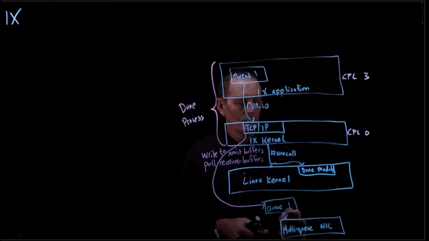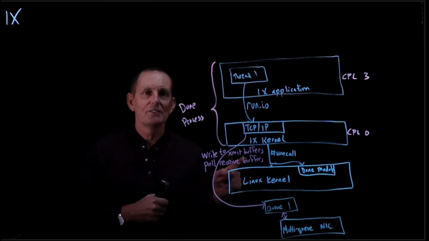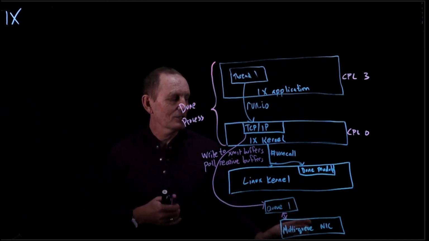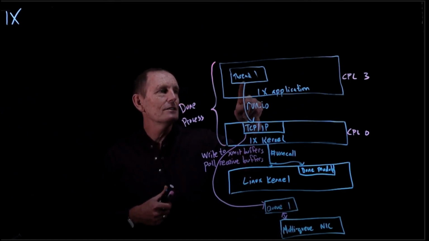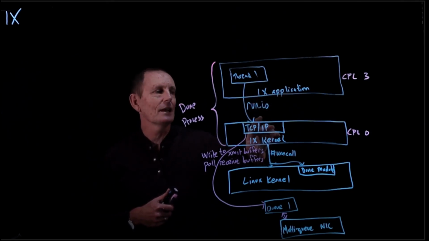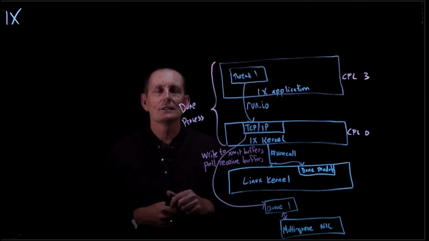Again, we have a multi-queue NIC. Currently, I'm just showing one queue. The queue is actually managed by the IX kernel, and the TCP/IP stack will write to transmit buffers to send packets, and it'll poll the receive buffers to receive packets. The packets will automatically be put in there by the NIC. And then there is a single API interface between the IX application and the TCP/IP stack here called run.io. So that's how we're going to actually be sending and receiving packets from the application itself.